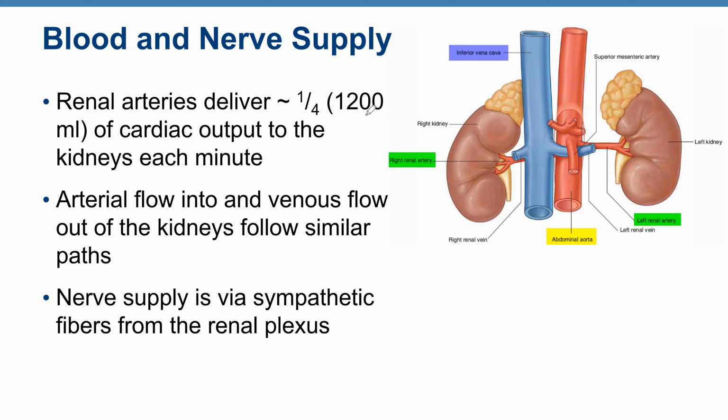Arterial flow into and venous flow out of kidney follows similar pattern. So the blood flows to the kidneys, right, and then returns back, and the pattern is similar. And that means that the names of the blood vessels, arteries and veins, are similar too. Nerve supply is via sympathetic fibers from the renal plexus. And sympathetic means your fight or flight response, right? So it's your sympathetic nervous system that supplies nerves to the kidney and regulates their function.